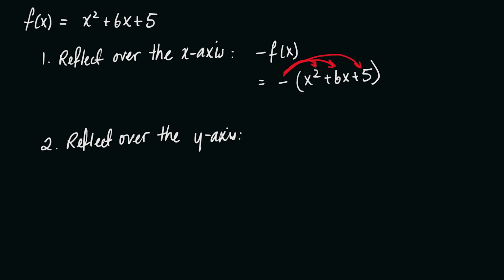So now our function reflected over the x-axis will just be negative x squared minus 6x minus 5.